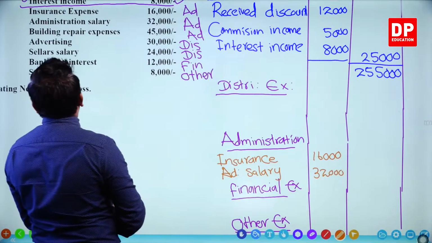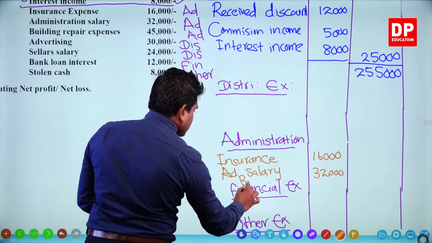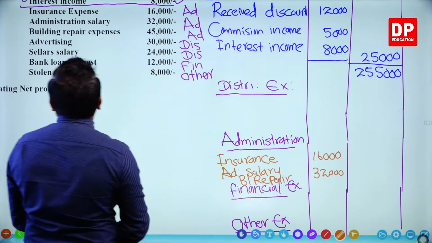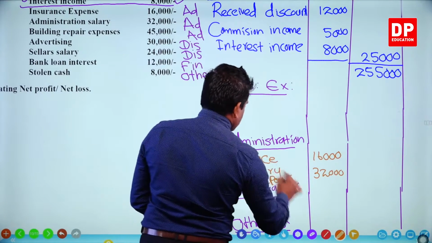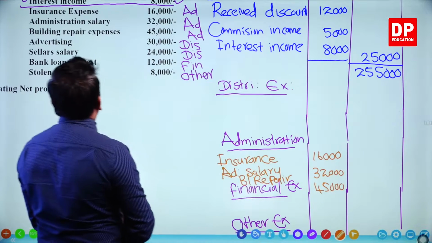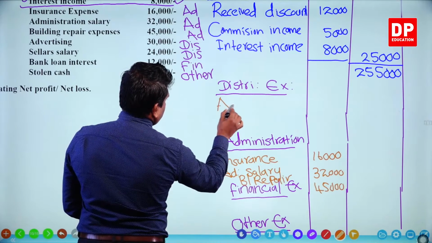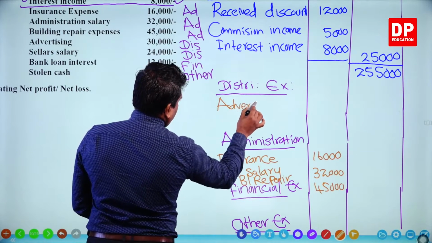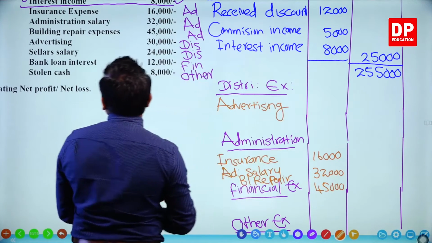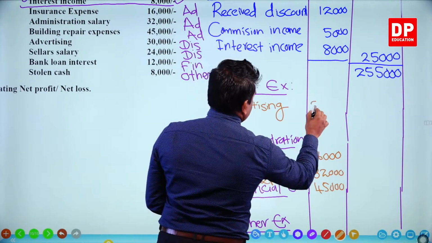Next one, building repair expense also comes here, right? Building repair expense 45,000 comes under the administration. Okay. Next, advertising 30,000 distributing. Advertising $30,000. We put it here.